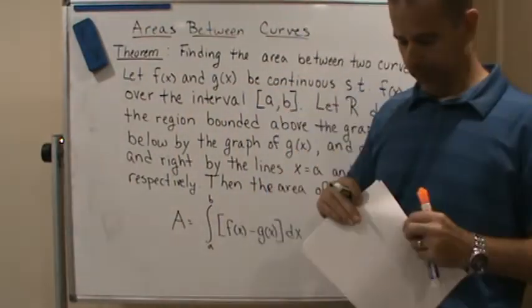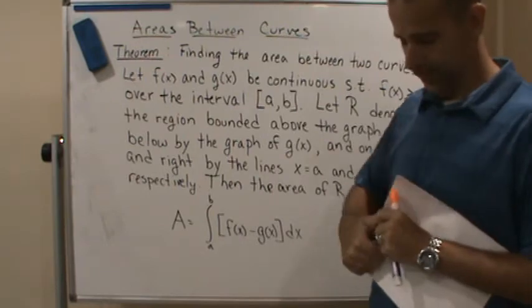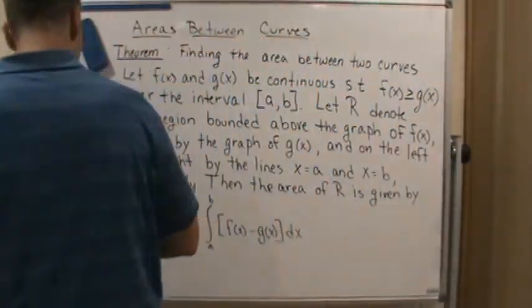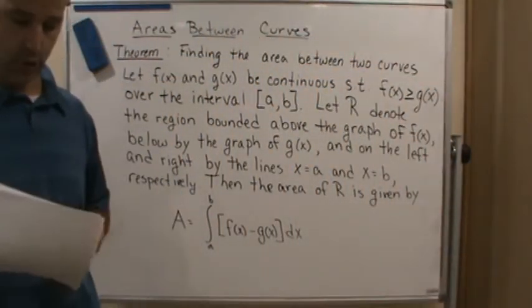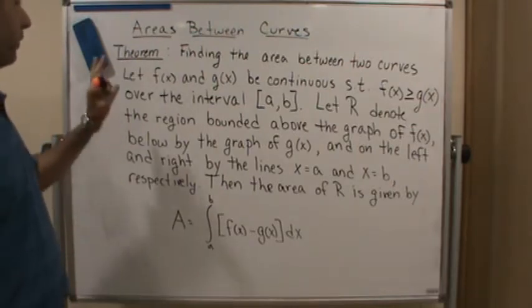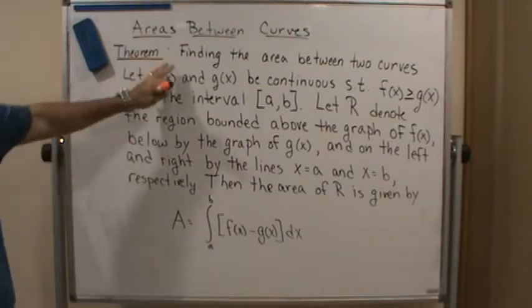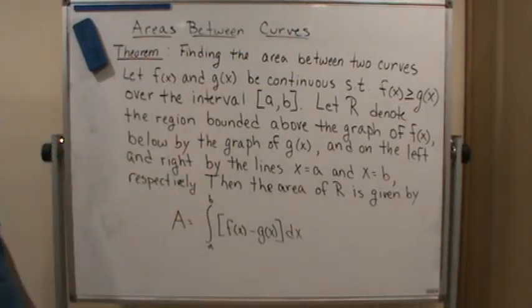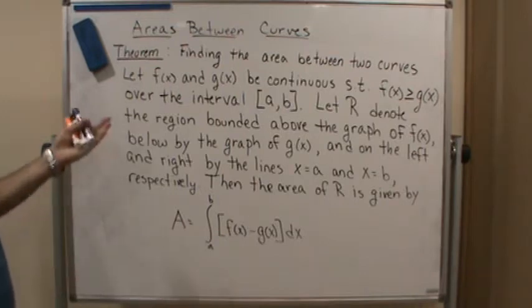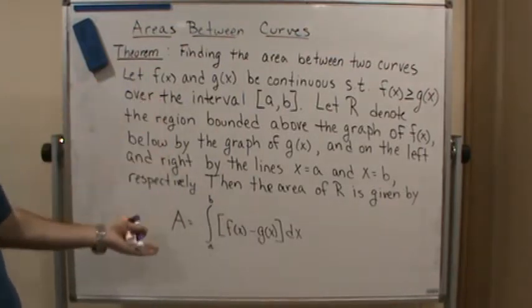Okay, welcome. So here's the theorem that follows from the last video, so from the work that I showed you on the board. So the theorem says that finding the area between two curves is given by this information. And this is kind of like a rehash of what I was showing you in the last video with the Riemann sum and taking the limit of that. So this is the result.